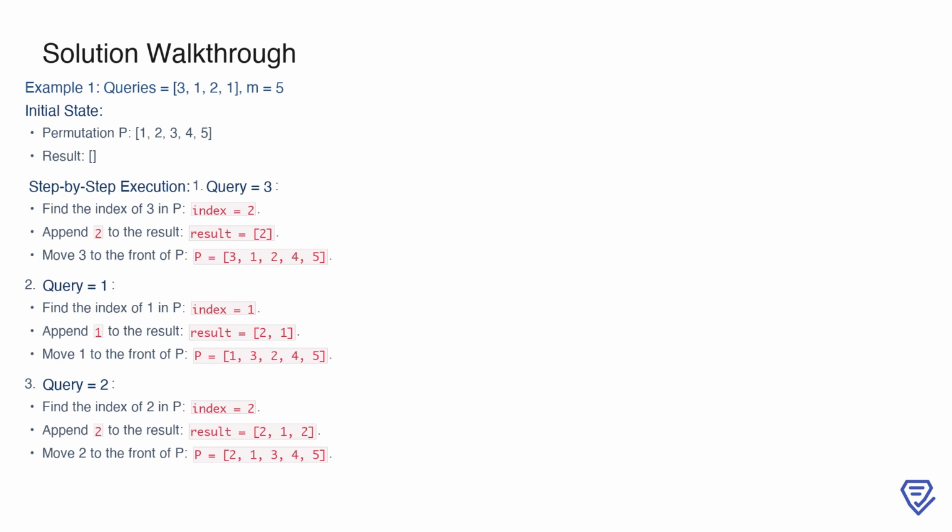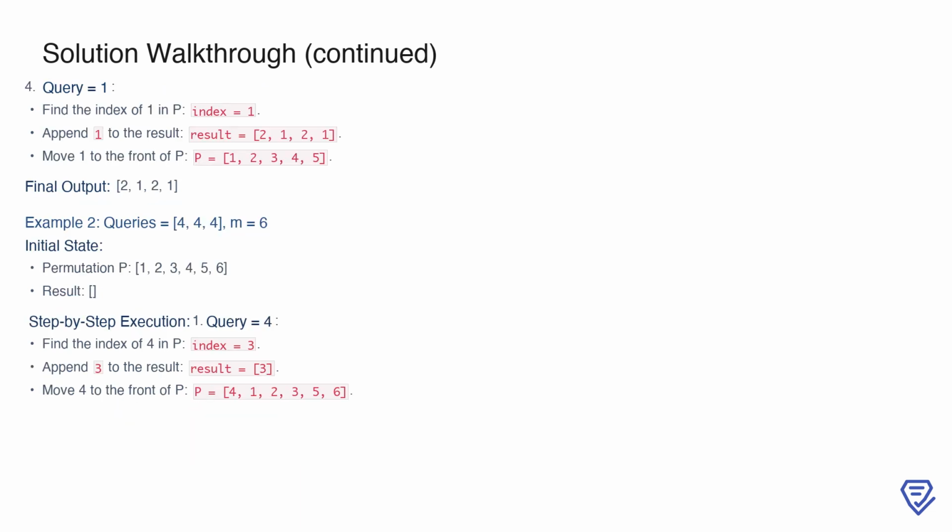We then move 1 to the front, updating P to 1, 3, 2, 4, 5. For the third query, 2, the index of 2 in P is 2. We append this value to the result, resulting in 2, 1, 2. Finally, we move 2 to the front, updating P to 2, 1, 3, 4, 5.